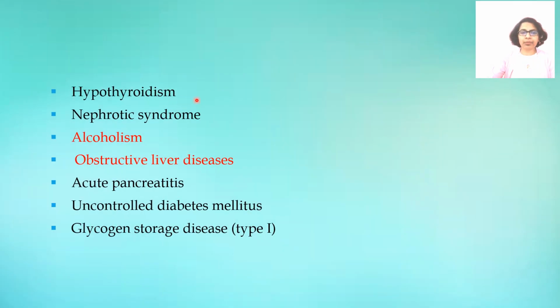What are they? Hypothyroidism, nephrotic syndrome, alcoholism, obstructive liver disease, acute pancreatitis, uncontrolled diabetes, and glycogen storage disease, that is also known as type 1.